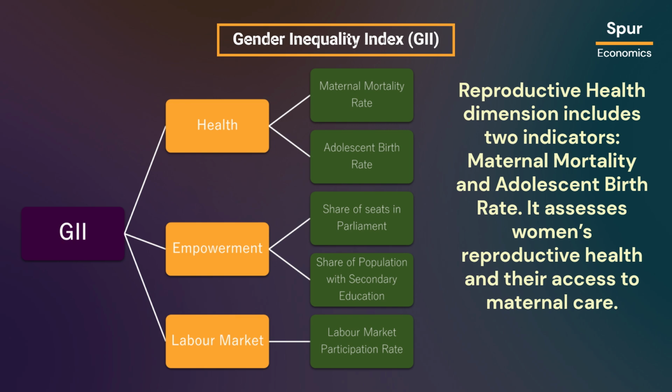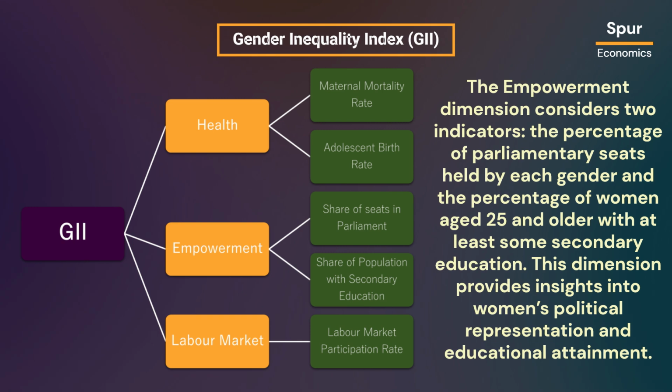Reproductive health dimension includes 2 indicators, maternal mortality and adolescent birth rates. It assesses women's reproductive health and their access to maternal care. The empowerment dimension considers 2 indicators, the percentage of parliamentary seats held by each gender and the percentage of women aged 25 and older with at least some secondary education. This dimension provides insights into women's political representation and educational attainment.